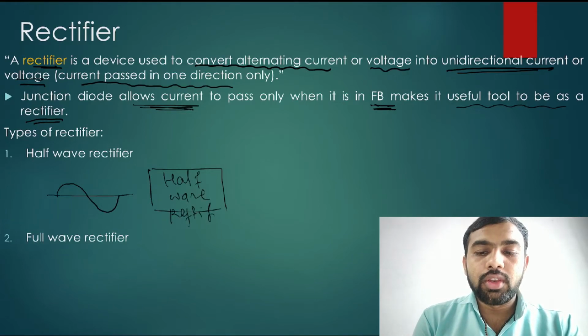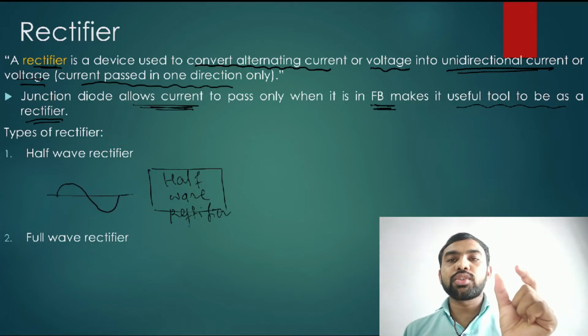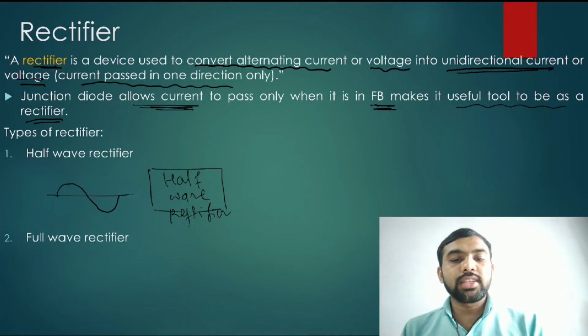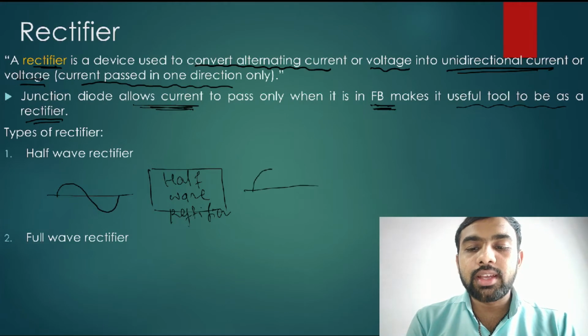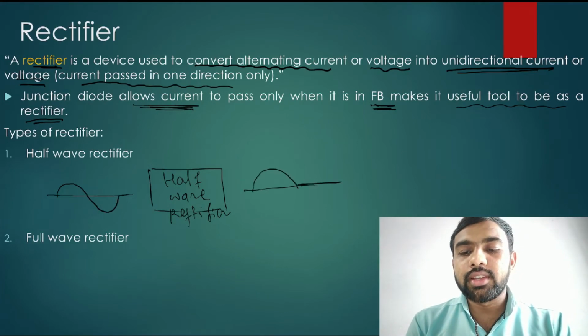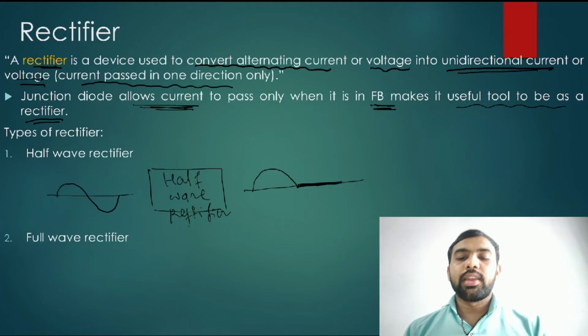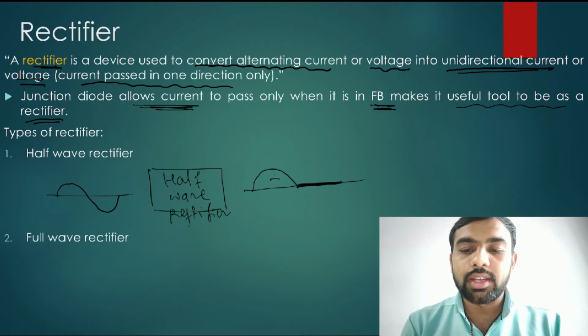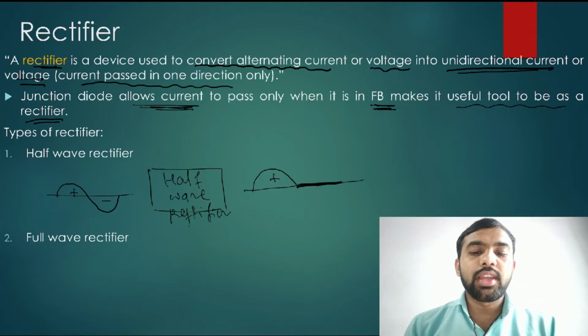Half wave rectify. So the half portion is rectified and the other half is as it is, meaning the positive cycle is as it is, and the negative cycle is rectified, like this. See, the negative cycle is rectified, the positive cycle is as it is. So positive passes through it, negative does not.